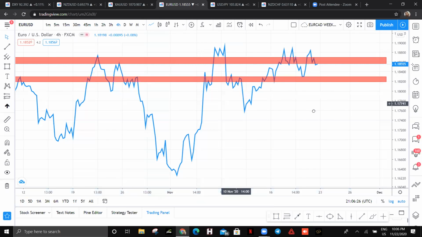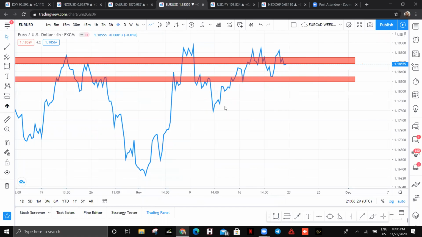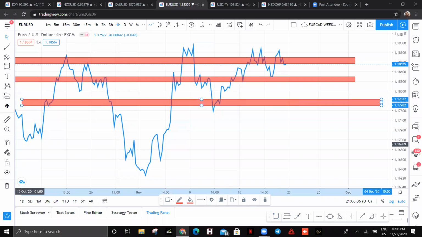So we've identified the pullback, then we'll pick our rectangular tool and draw it. So that's how you just keep reacting. Price keeps reacting. This is a big one.